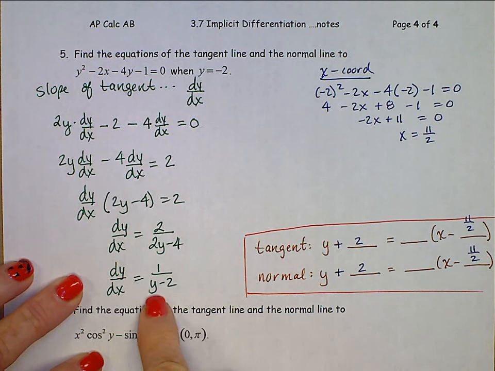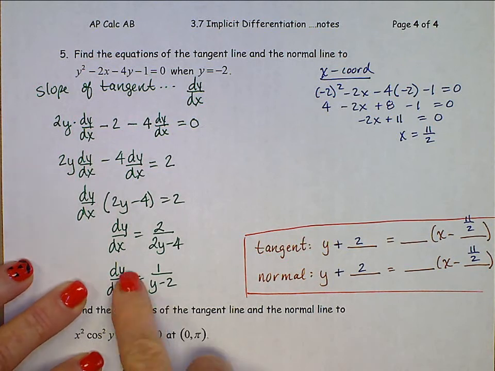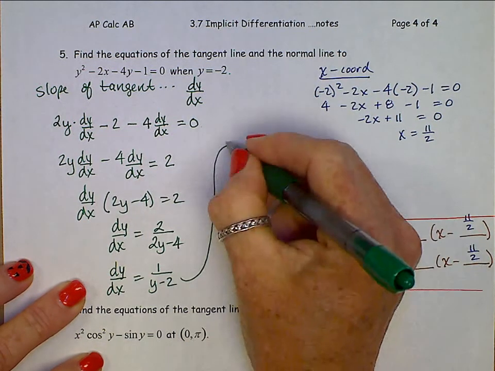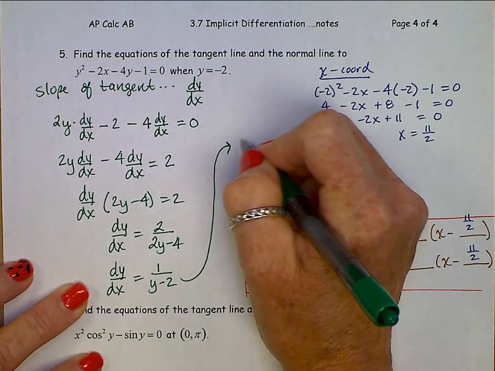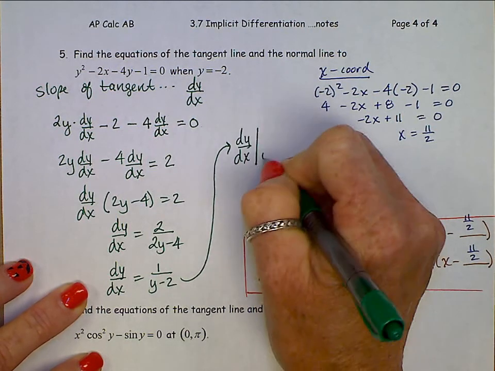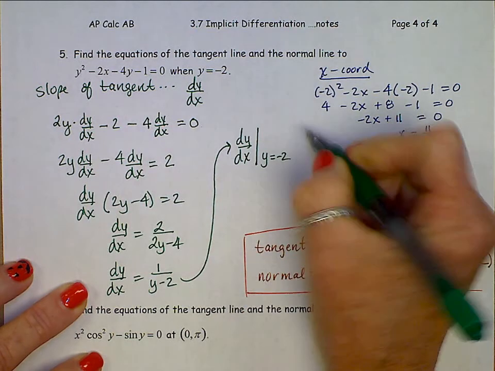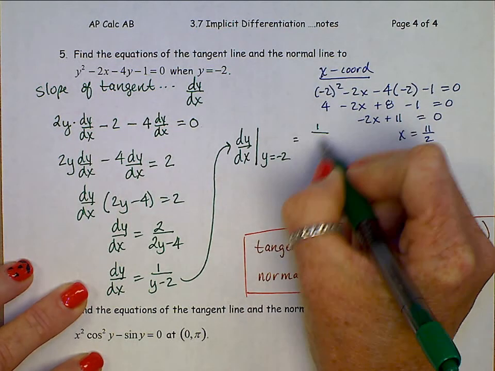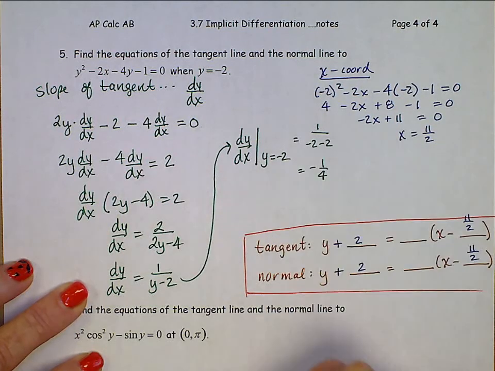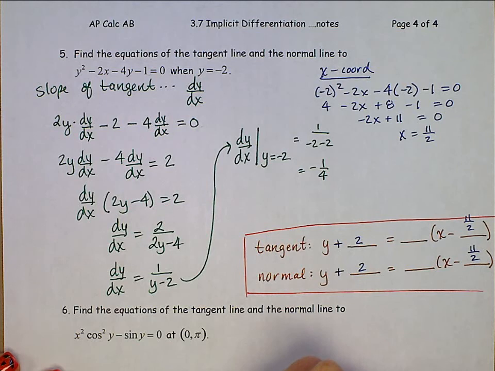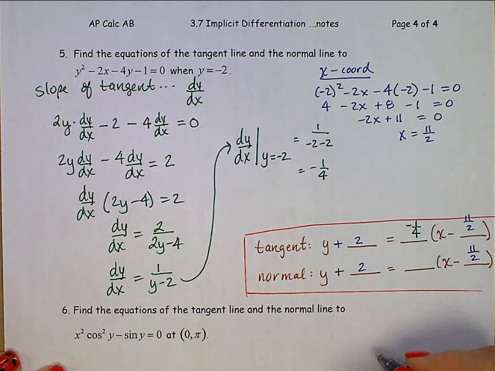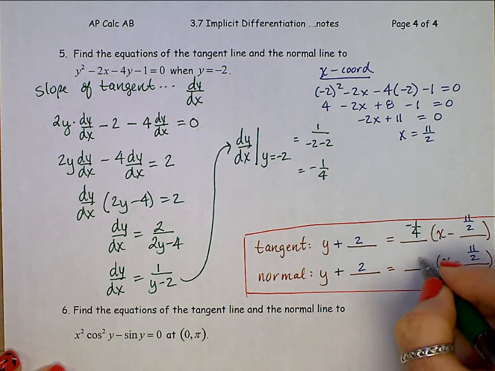That's unusual. We haven't seen things like that. This derivative is dependent only on y. If we come up here, watch my notation. dy/dx when y equals negative 2. That is 1 over negative 2 minus 2. So negative 1/4. There's your slope of the tangent line. And then the slope of the normal, positive 4.